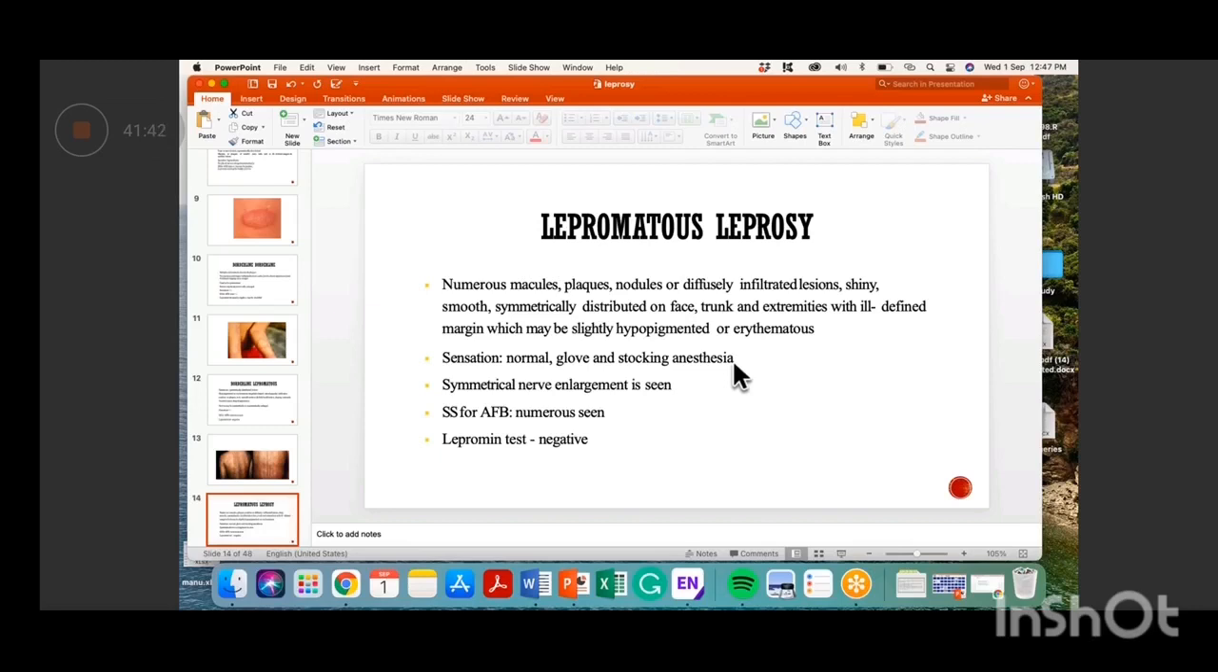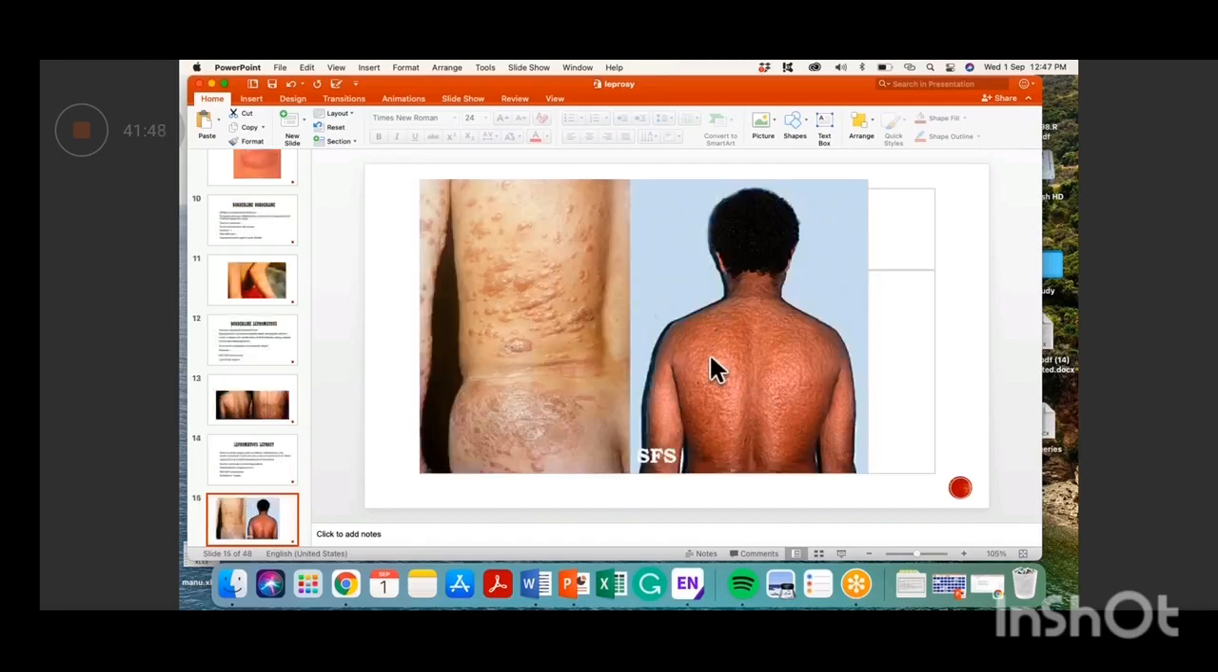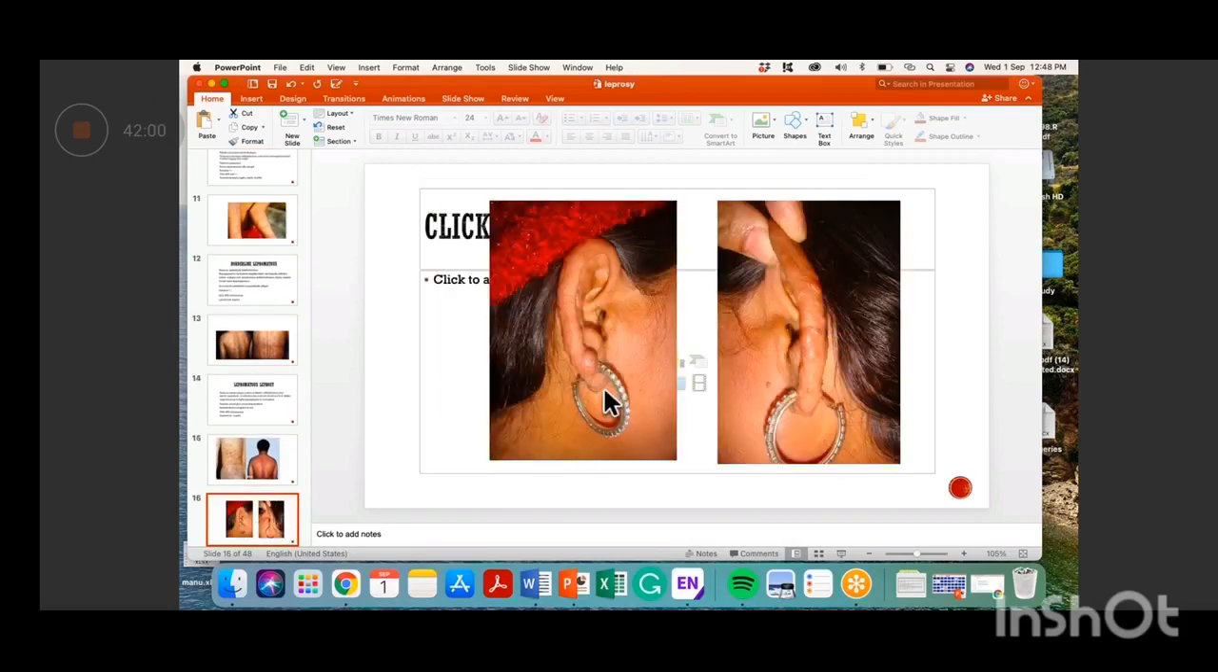Lepromin test here is usually negative, and in slit skin smear, multiple AFB are seen. Herein, you can see there is diffuse involvement of the entire trunk in the second photograph. And in the first photograph, you can see multiple skin lesions, which are erythematous and infiltrated. So this is classical of lepromatous leprosy.